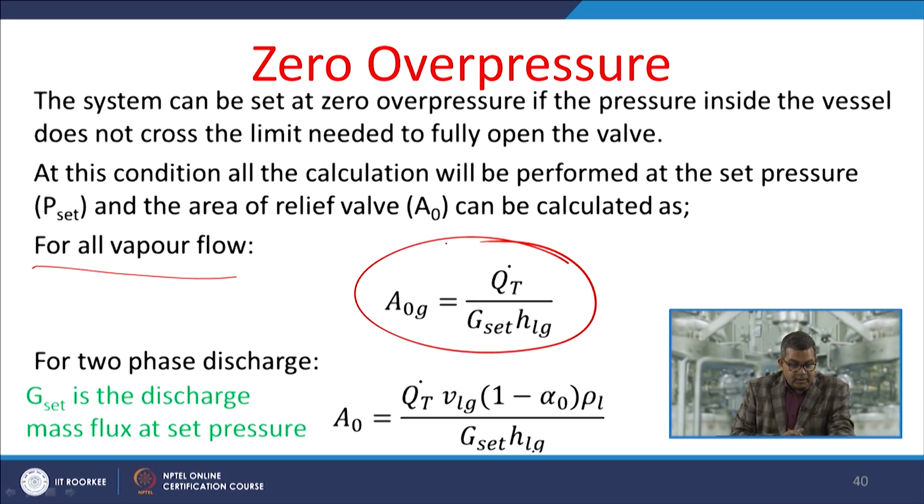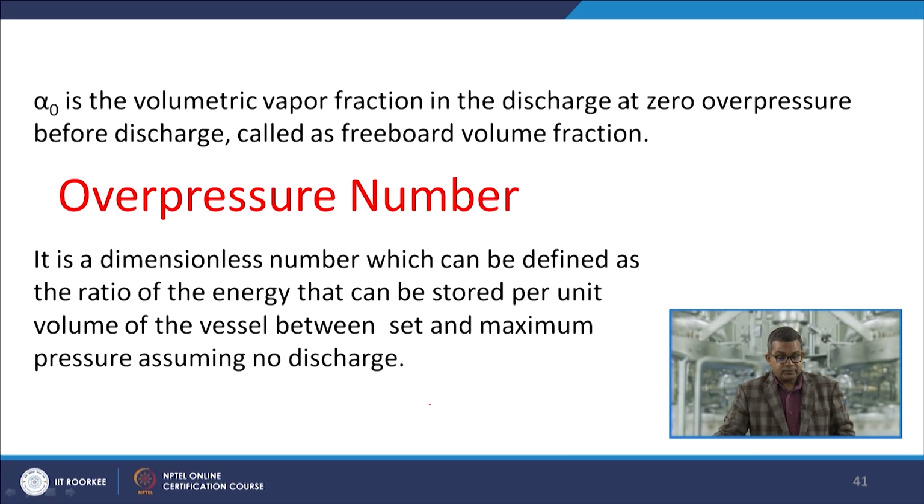Now, if we take the condition of two phase discharge, then A naught is equal to Qt VLG into 1 minus alpha naught into rho L upon G set LG, where G set is the discharge mass flux at set pressure, and alpha naught is the volumetric vapor fraction in the discharge at zero overpressure before discharge, and this is called as the freeboard volume fraction.